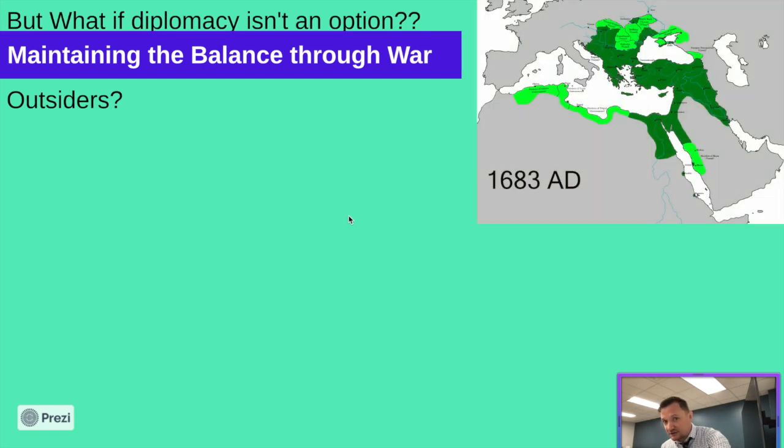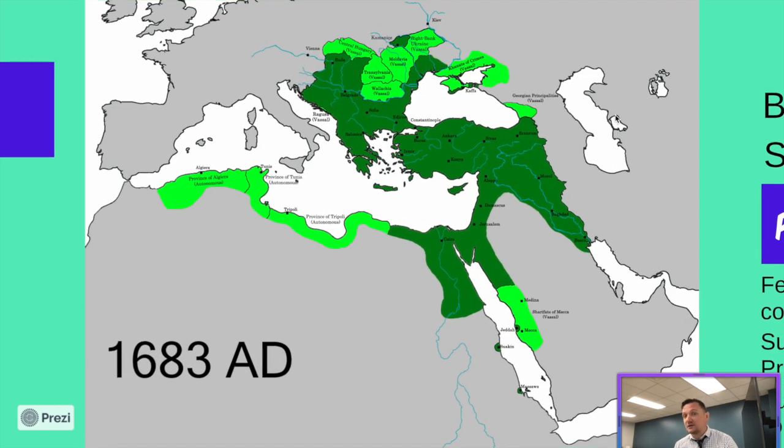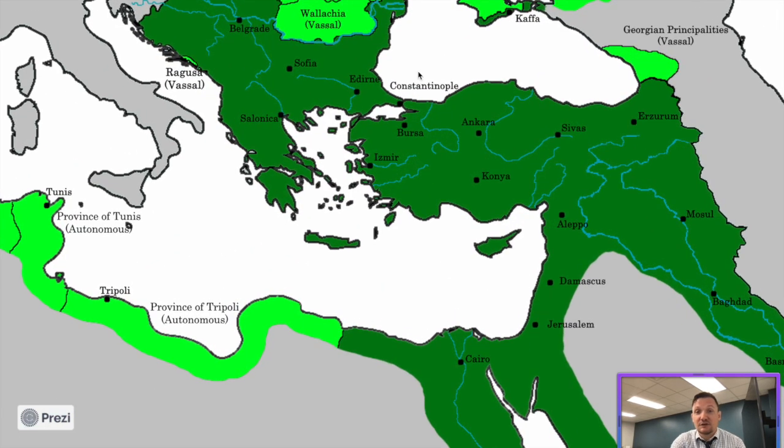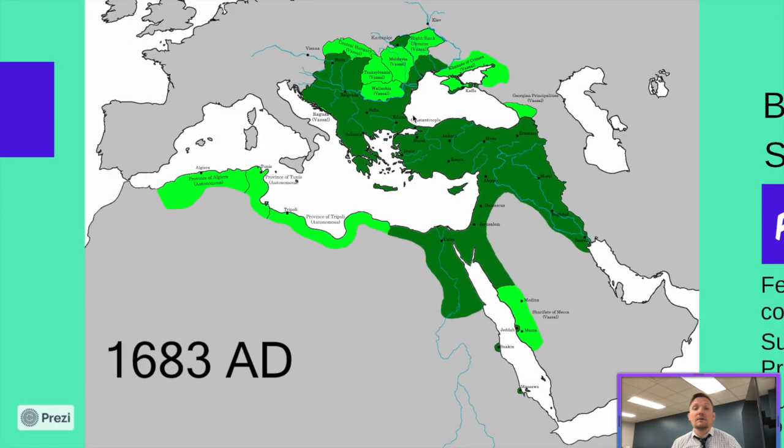So the outsiders situation that we're going to talk about first mainly has to do with this place, right? In 1683, you're going to see the Ottoman Empire reach some of the height of its expansion. The Ottoman Empire is a Turkish-based empire, based completely out of what was known as Constantinople and is now referred to as Istanbul. The Ottoman Empire was a very present power throughout much of the Middle Ages and was an extremely strong empire at the time, right?